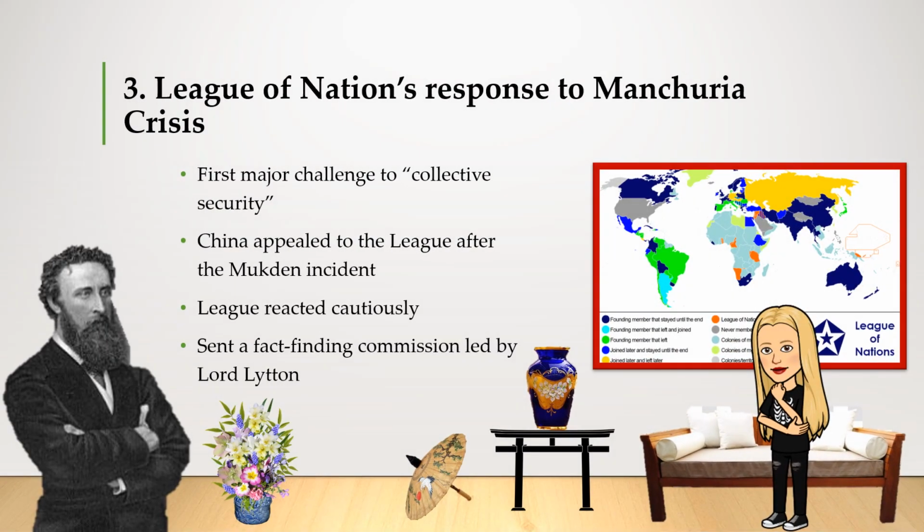The League then decided to send a fact-finding commission led by Lord Lytton to Manchuria. This commission took several months to arrive in Manchuria and then several months to complete its report on the situation. During this time, the Kwantung Army was able to continue expanding throughout Manchuria. In March 1932, Manchuria was declared the state of Manchukuo, a puppet state under the control of Japan, with China's last emperor, Puyi, as its ruler. The Japanese claimed that the Manchurians were now free from Chinese domination.